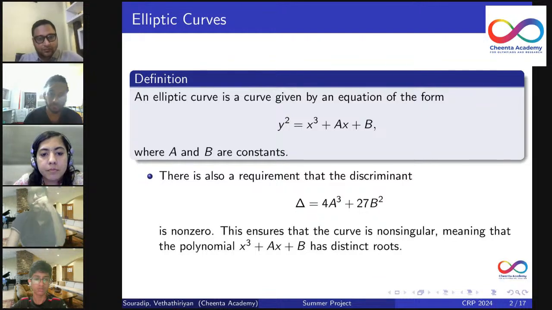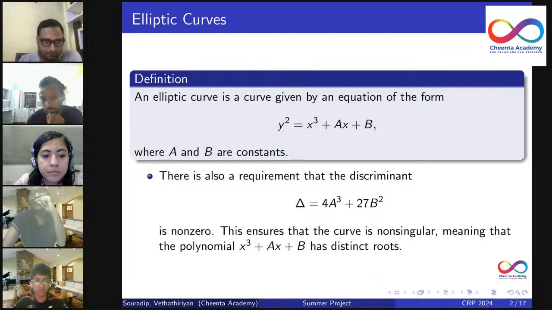Along with that, there is also a requirement we have to follow, that the discriminant of this curve, which is 4a cubed plus 27b squared, should be non-zero. This would ensure that the curve is non-singular, or it will not have any repeating roots. So all the roots will be distinct from each other. It could have one root or three roots, but the roots have to be distinct.